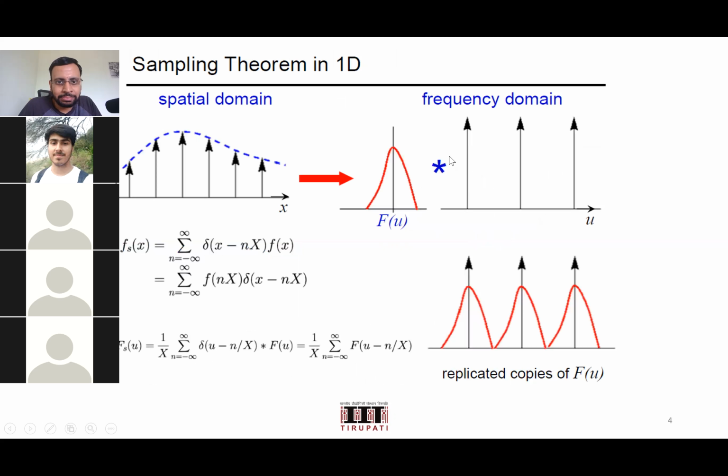Then for sampling in 1D, you have this function, and you multiply it with an impulse train to get these points. That's equivalent to convolving your original function with an impulse train, which keeps copies, each one shifted to a particular center. This center shifts here, so you get something like this. And then you could write the expression.